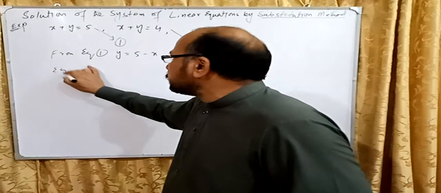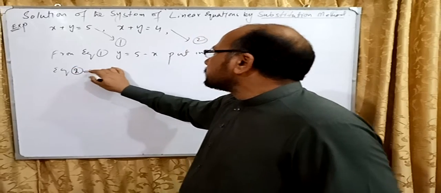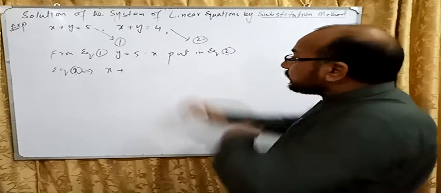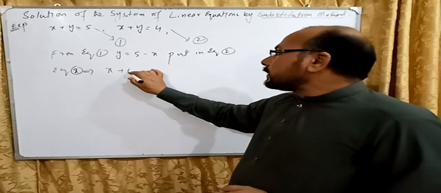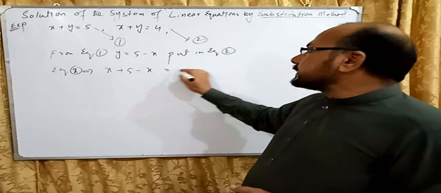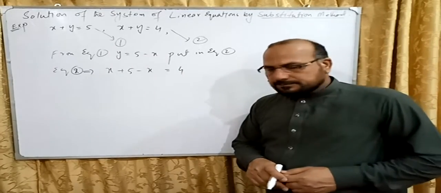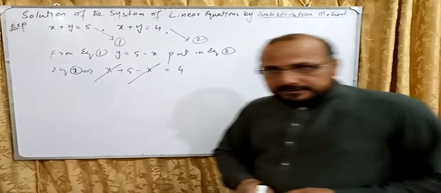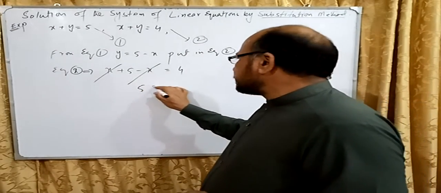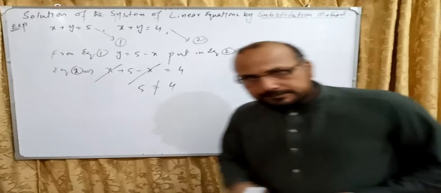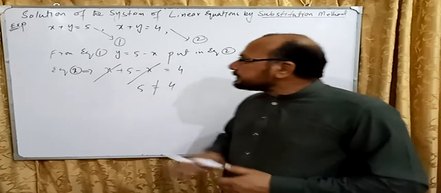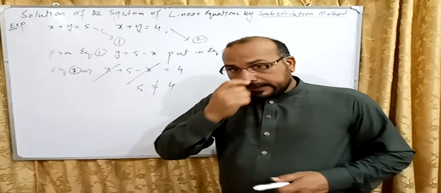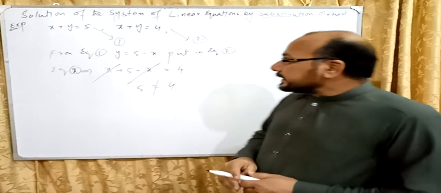Now equation 2 will become x, which will remain unchanged, plus, instead of y, we put 5 minus x, equal to 4. Now if you see here, x minus x both cancel each other, and 5 equals 4, which is not true. So in case you are facing this kind of condition, you can say that the lines are parallel and they have no solution.